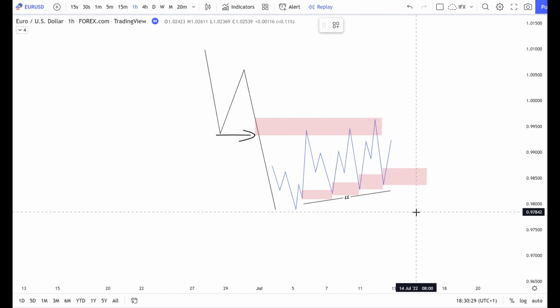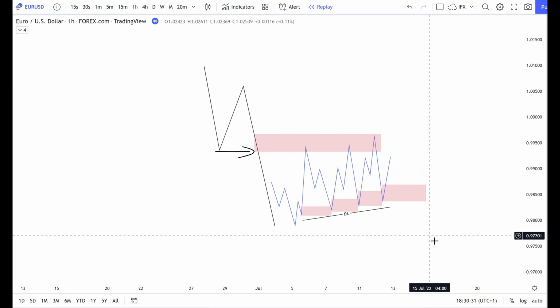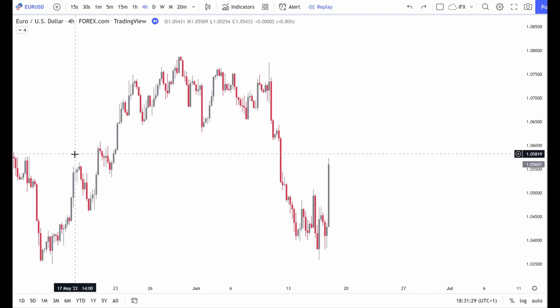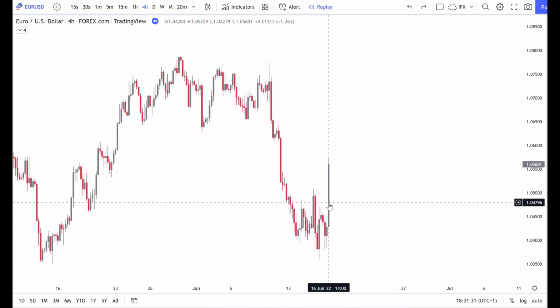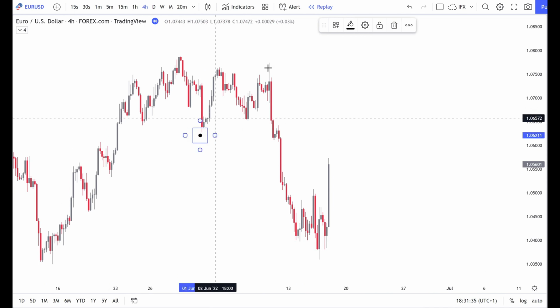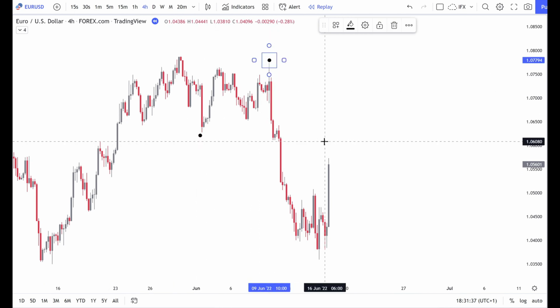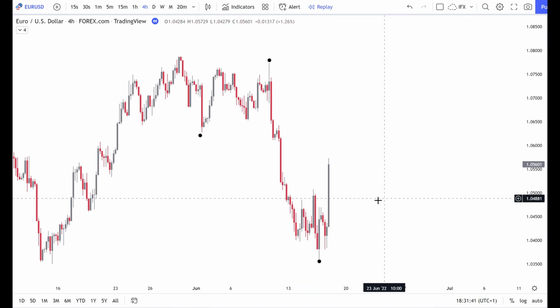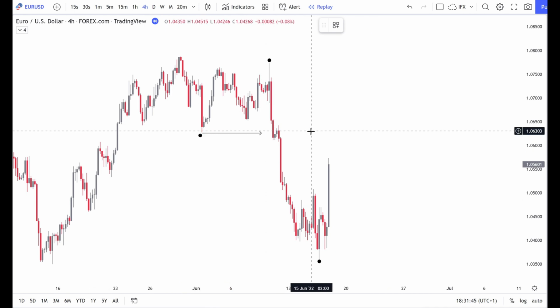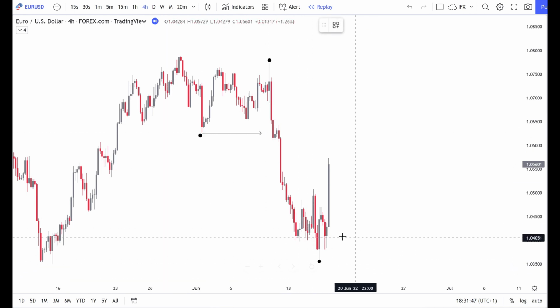So let's now take a look at a little example here on EU. Let's look at a relatively recent example on EU. We had this high break this low and put in this new structural low on the H4. Now, after a new low, what we're expecting is a pullback.